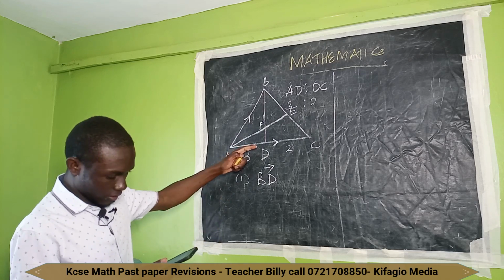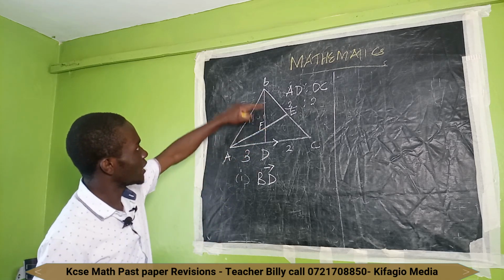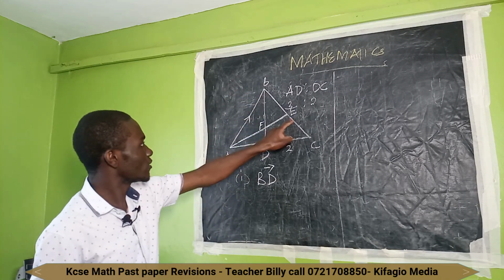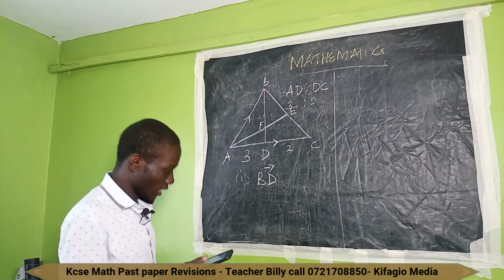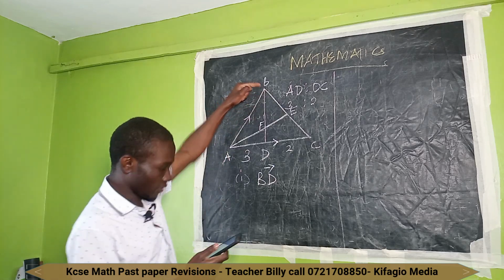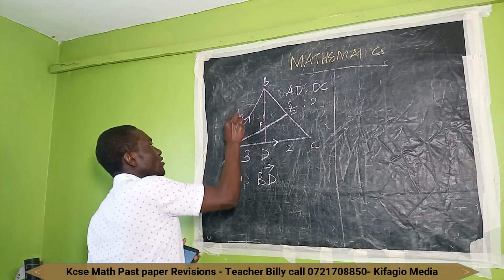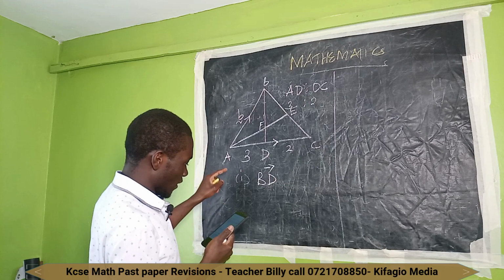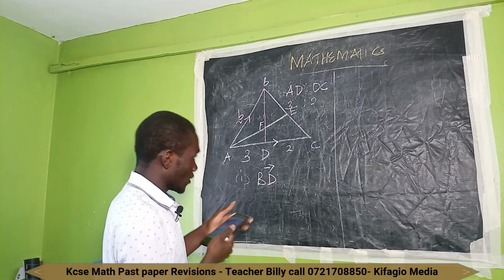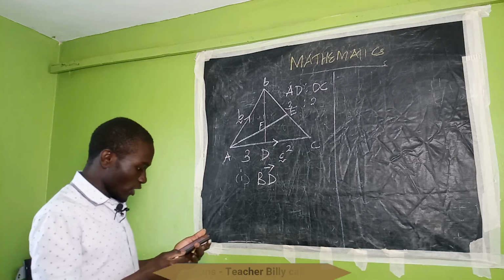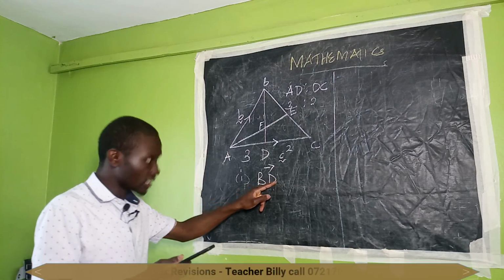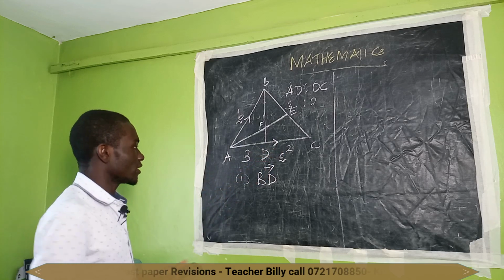and F is the meeting point of BD and AE. The point of intersection is called F. So vector AB is B, and vector AC is C. So the first question, class, we are to express vector BD in terms of B and C.